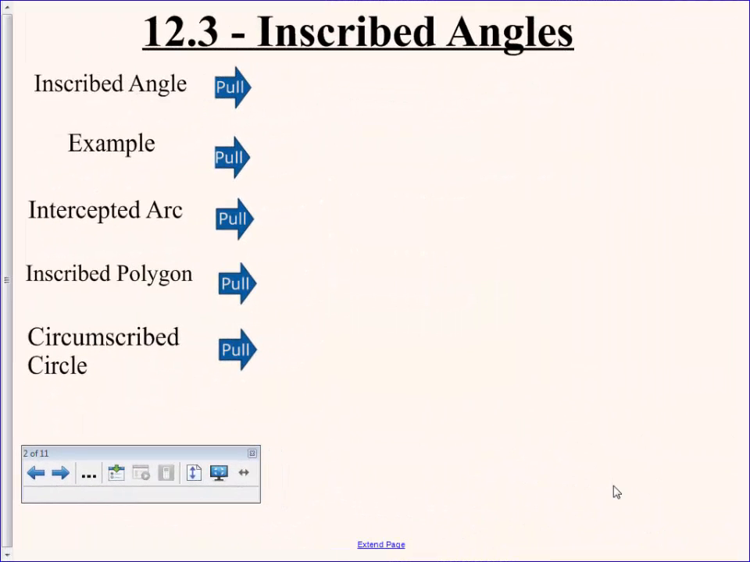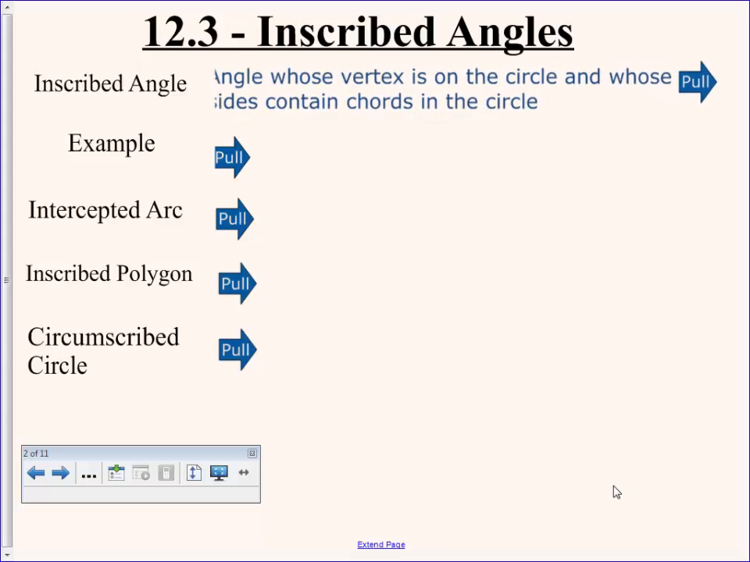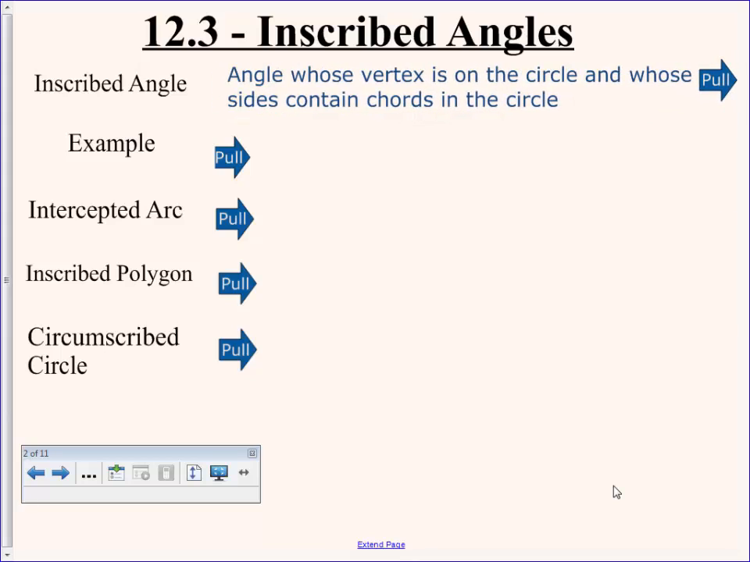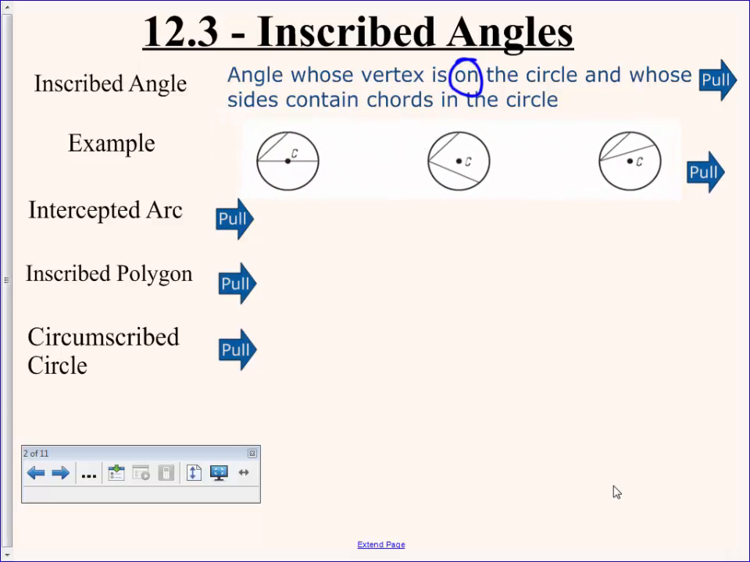Today we're going to talk about another type of angle inside a circle, and this one's called an inscribed angle. The location of the angle is different than the central angle, because if you notice, it's an angle whose vertex is on the circle. It is not in the center any longer. So here are three different examples of an inscribed angle. As you notice, the vertex of the angle is all located on the circle.